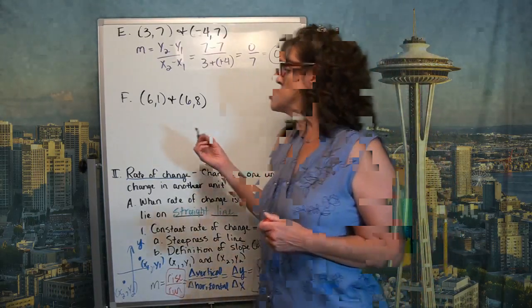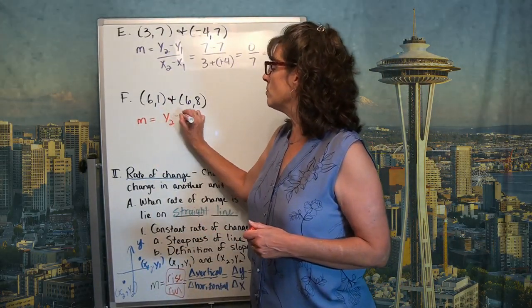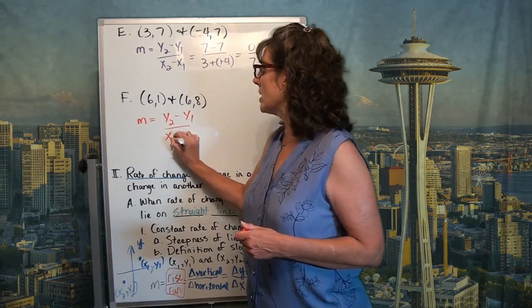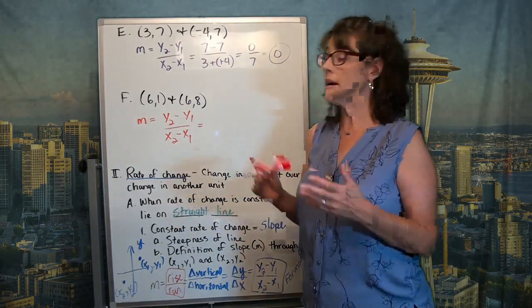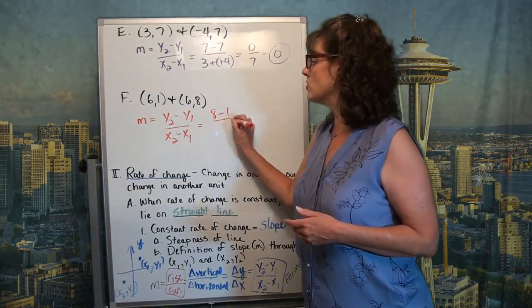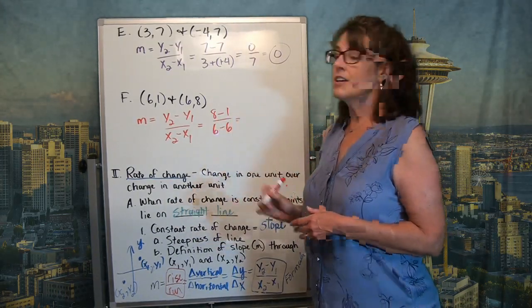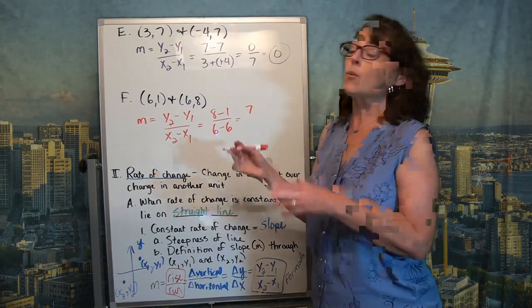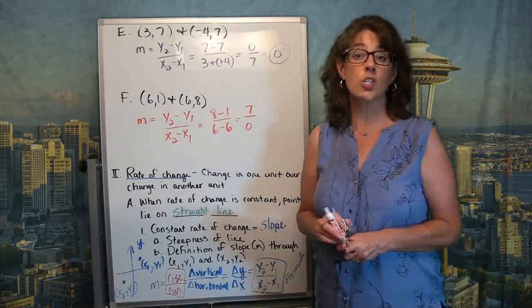So once again, I need to utilize that formula for slope, and I'm going to do y2 minus y1 over x2 minus x1, and I'm going to subtract those y's. This time I can do 8 minus 1 or 1 minus 8, whatever I choose. Now my x's, same thing. So 8 minus 1 is 7. If I would have done 1 minus 8, I would have got a negative 7. Doesn't matter because I have 0 in a denominator.